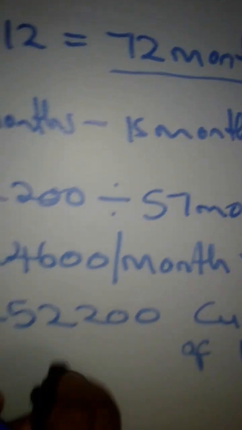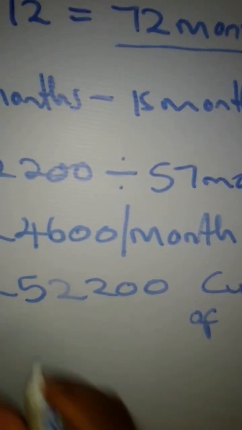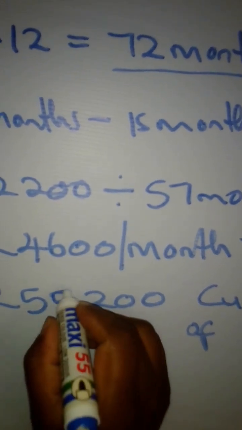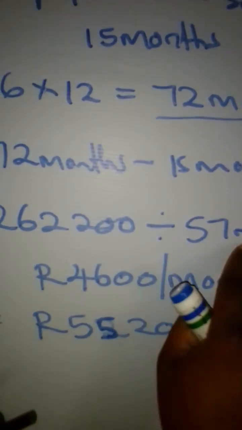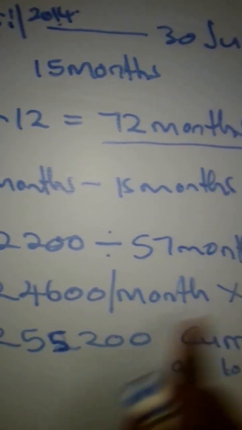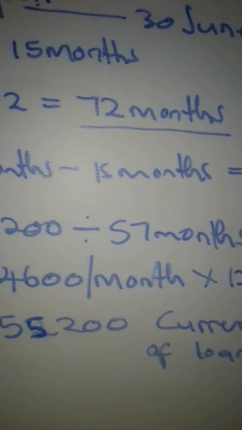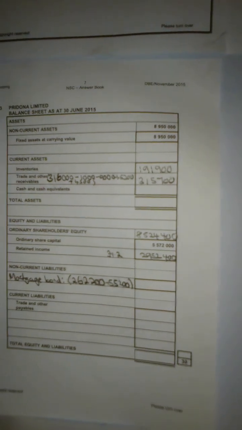Let's go back to the calculation. I made an error here. It's not 52,200. It's supposed to be 55,200. You can check again: 262,200 divided by 57 gives 4,600, times 12 months, you get 55,200. I'm sorry about that. When you subtract here, you are going to remain with something like 207,000.